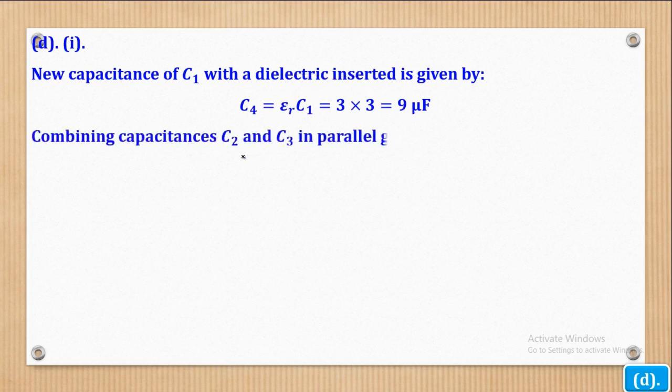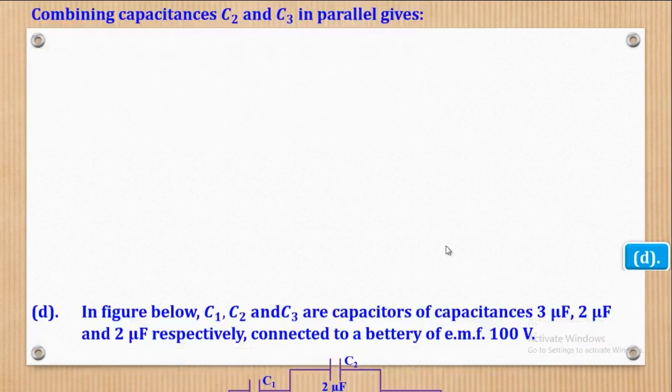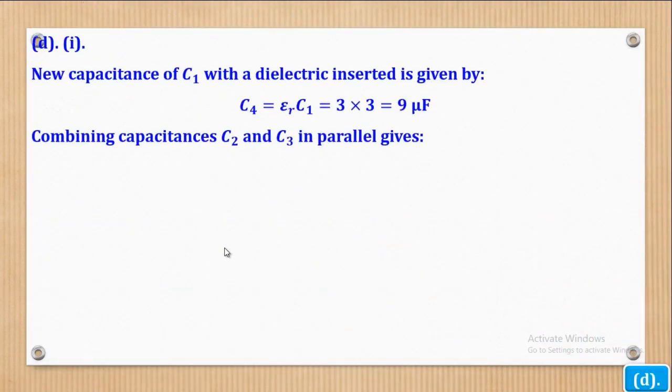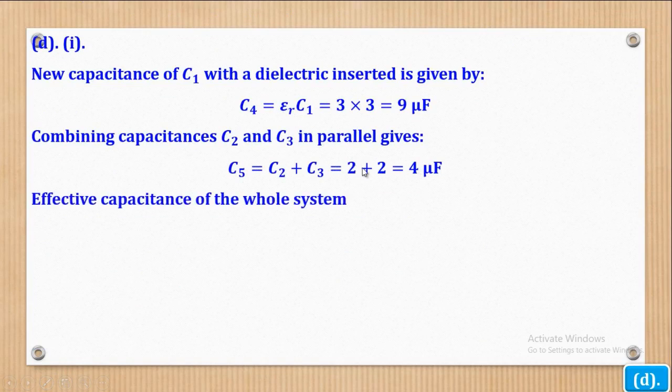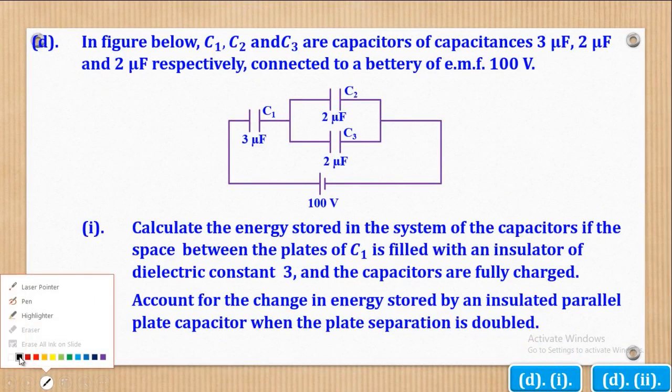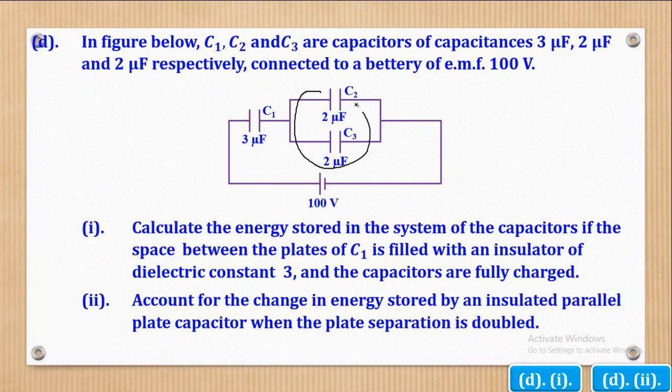Then next is to combine C2 and C3 which are in parallel. When you look at this diagram, these two capacitors are in parallel, so I'm going to combine the two and come up with 2 plus 2, which is 4 microfarad. So capacitors in parallel are got by adding. Then therefore the effective capacitance of the whole system. Now when I combine these two, I'm going to come up with this. So what I have done, I've combined this into one capacitor.